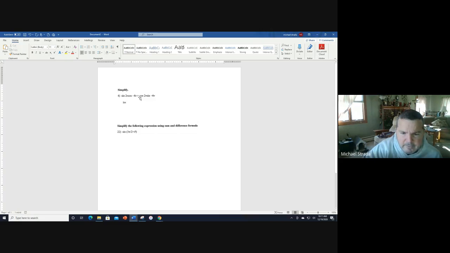With sine, it's always the same sign as the sign in between it. All right, so it's a plus sign, so I'm going to add the two terms. So all I'm going to do is take the first term, which is 2v, and add to that the second term, which is negative 4v. And now basically it's just collecting my terms. 2 minus 4 is negative 2, so that'd be the sine of negative 2v.